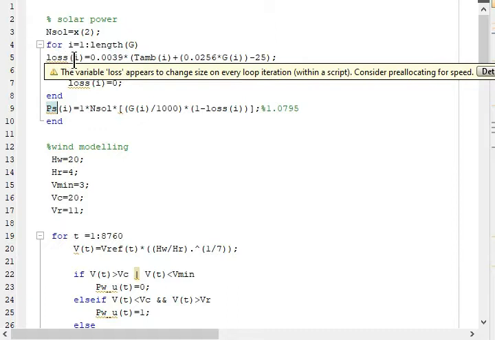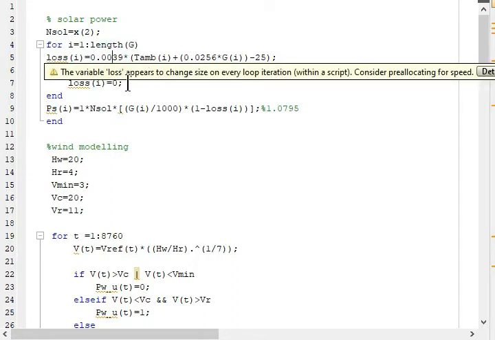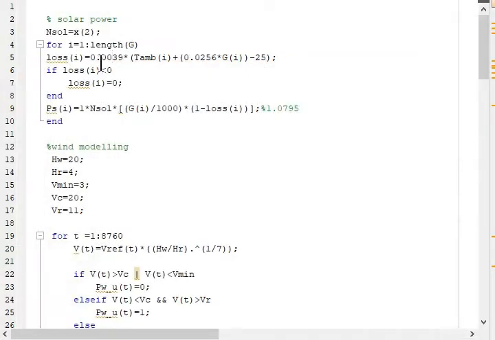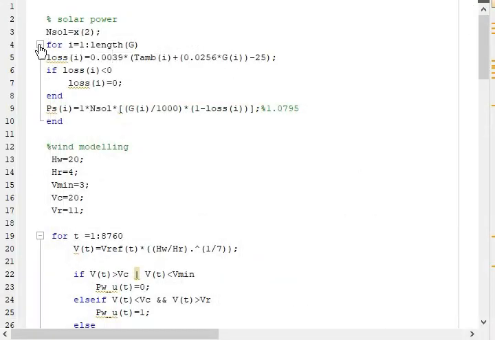First of all, in each iteration, this for loop will run as many times as the length of the solar irradiation array. The loss is actually this factor: the last one, T ambient plus this one. In this case it is 3.9, here we will use 3.7. Here it's 3.9 multiplied by T ambient plus 0.0256 into G minus the reference temperature.